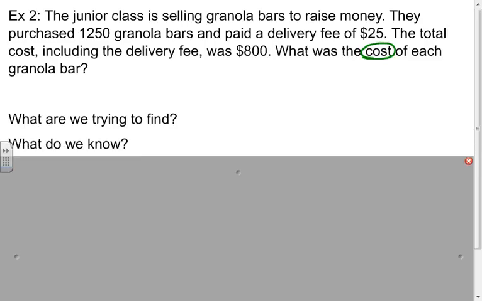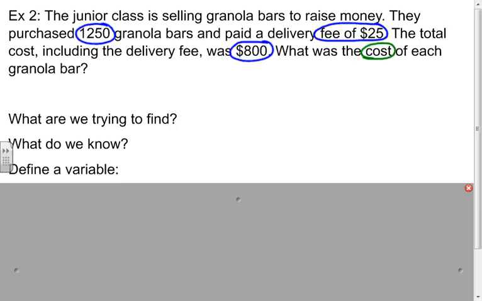Next, what do we know in this problem? What did they tell us? Well, we know that they bought 1,250 granola bars. We know they paid a delivery fee of $25. And we know that the total cost was $800. And those are the things that it tells us. Pretty much everything else in this problem we don't need, just the stuff that was circled.